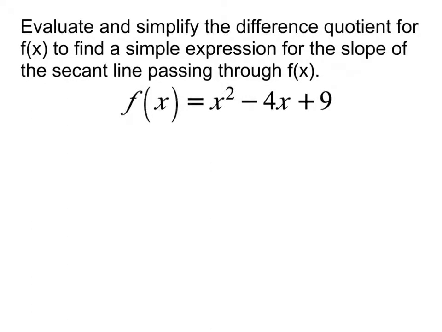For this first problem, I'd like you to evaluate and simplify the difference quotient for f of x given here, to find a simple expression for the slope of the secant line passing through f of x. So there's a lot of embedded information in there, a lot of words telling you what this is used for, but really it boils down to get out your formula for your difference quotient we wrote down in our notes yesterday, and then we are going to plug into that.